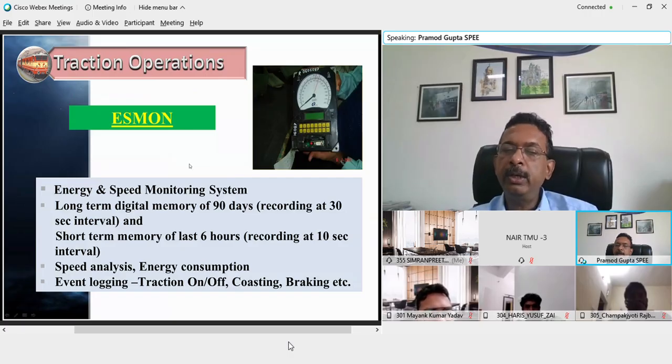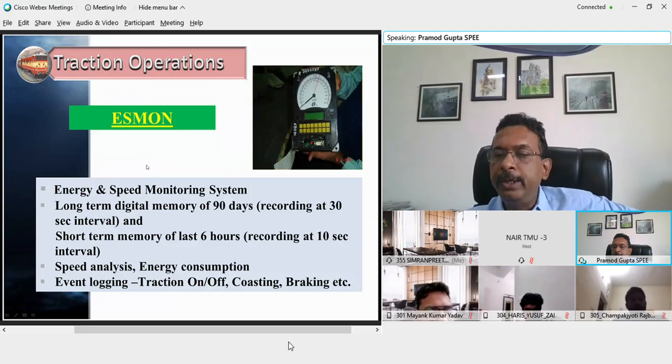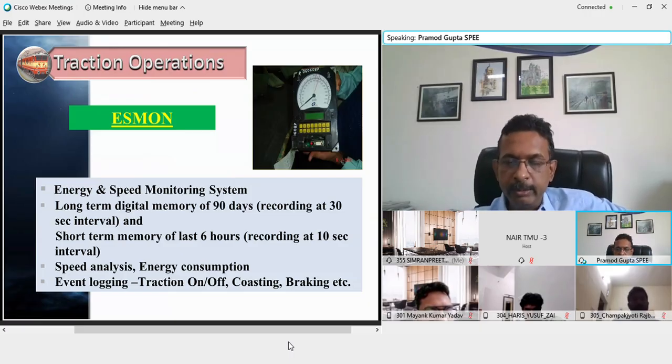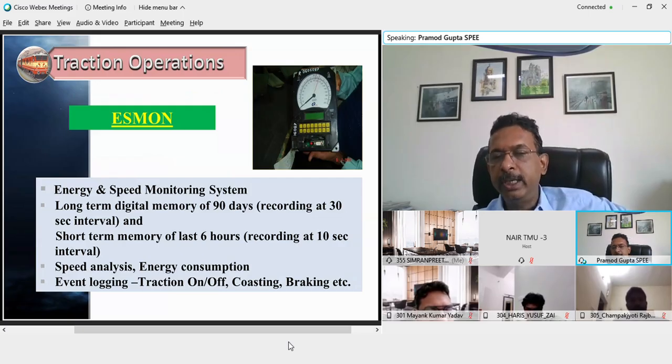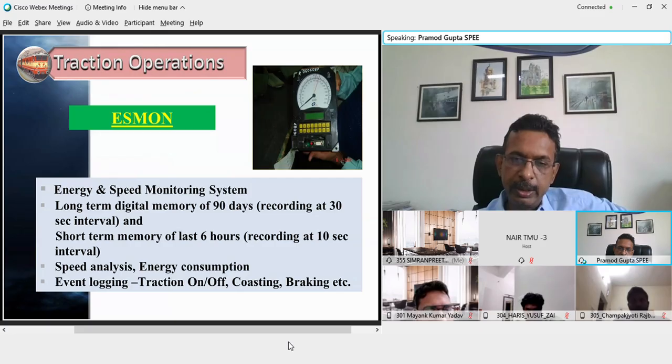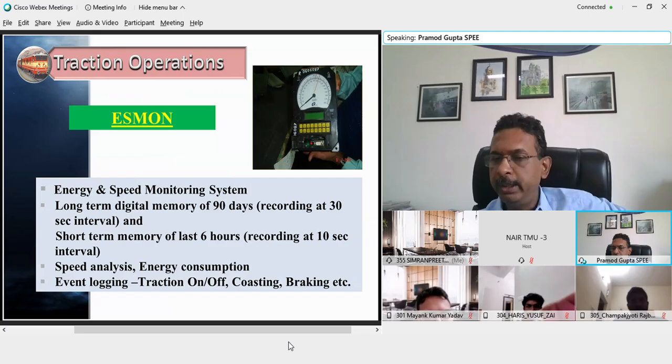It's an upgraded version. Earlier we had the speedometer, and we could record only the speed. The energy was not getting recorded into it. But when we introduced three-phase locomotives, energy conservation in the traction system also gained some momentum. The speedometers were replaced by SMON with additional features. We can measure or record different parameters related to energy, like voltage, current, active power, reactive power, power factor, the frequency, and other parameters that we have for monitoring the energy.